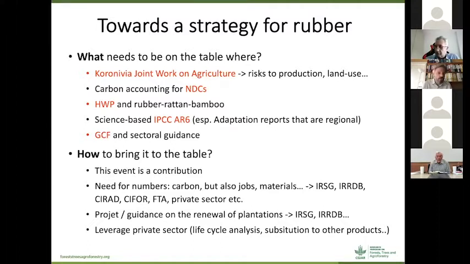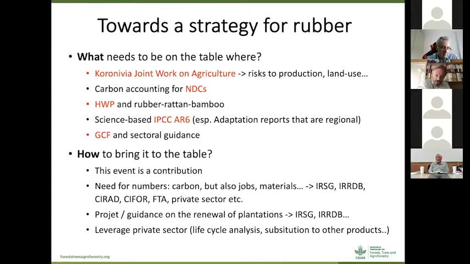Then second, there is the issue of carbon accounting within the NDCs. We've seen that everything needs to be evidence-based, quantifiable, and reliable. So how can we do that properly for rubber? There is the issue of harvested wood products I just mentioned, including rubber, rattan, and bamboo. The IPCC itself, and especially the sixth assessment report that is coming up, needs to include rubber. In the fifth assessment report, there was miscanthus and other crops mentioned, but rubber wasn't. So how can we correct this, especially in the adaptation reports that are regional?